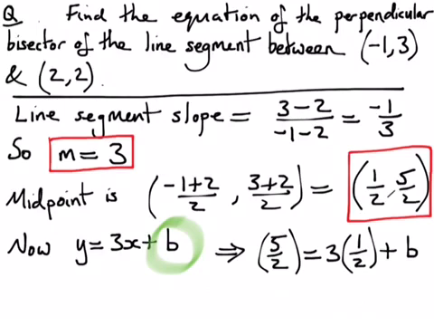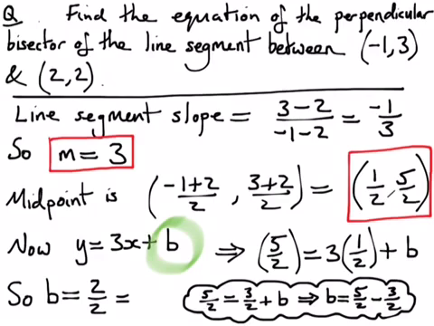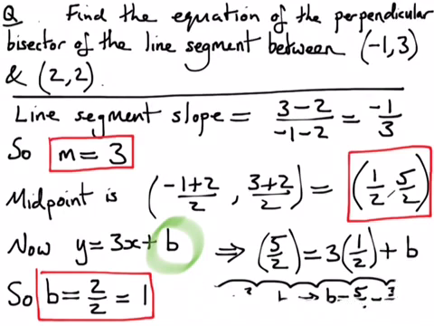5/2 equals 3 times a half plus b. b is the only thing we don't know here. So we can rearrange this to find b. Now of course, this involves some fractions, as we've been doing all along. Hopefully you're very, very happy manipulating fractions. So we rearrange it, we get b is 5/2 minus 3/2, that has a common denominator, so that's just 2/2, and that's equal to 1. So look at this, we know m and we know b, they're the only things we need to find the equation of the line.